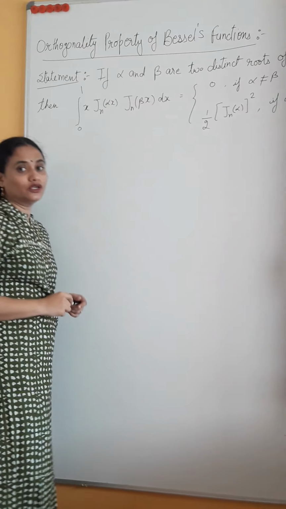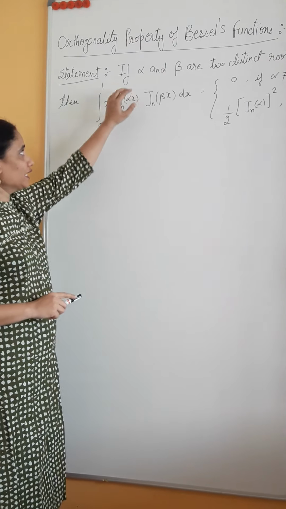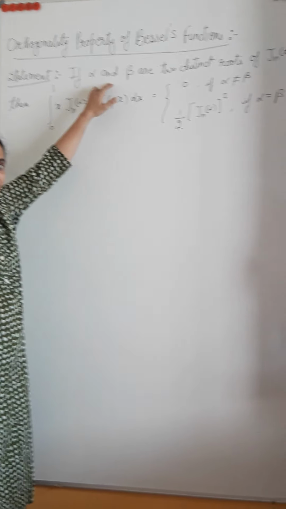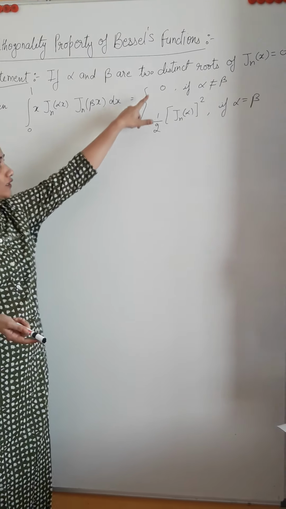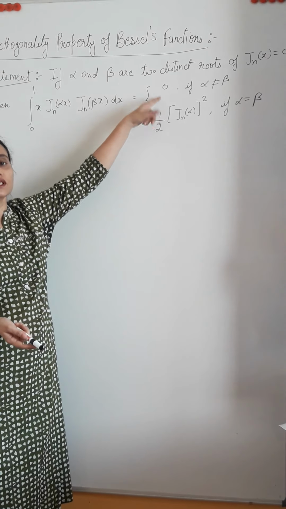to beta. So basically what is the meaning? That if these two roots are repeated, then this is the value. If these roots are not repeated, they are different, then that value becomes 0.